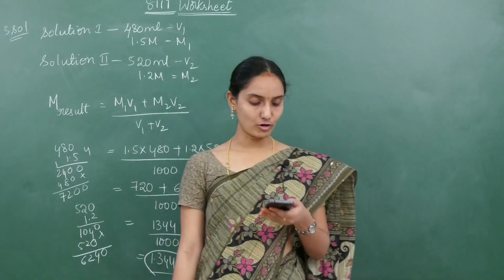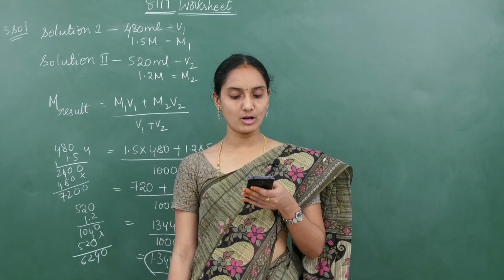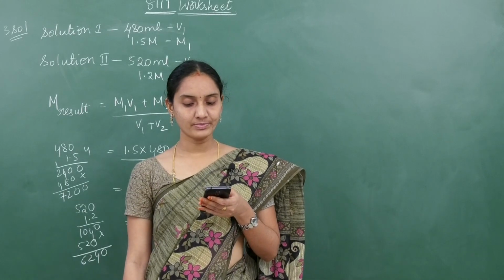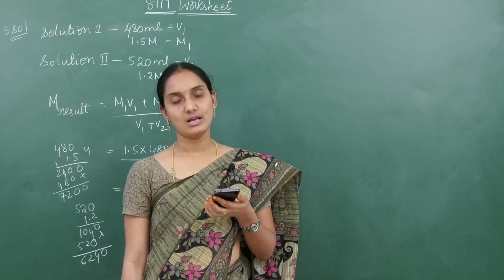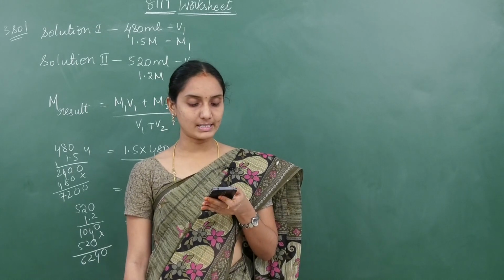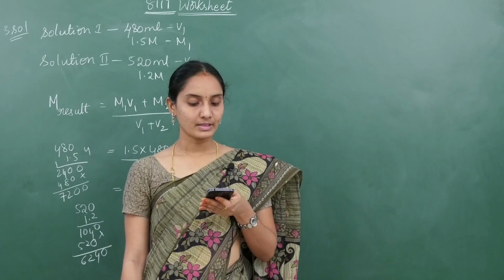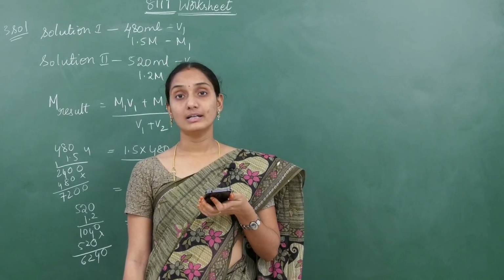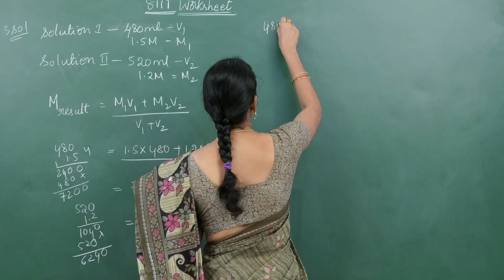Now let us go for the fourth problem, children. Calculate the density in gram per ml of 3.60 molarity sulfuric acid solution, that is 29% H2SO4 by mass. What is given in the question? Percentage by mass was given, that is weight by weight percentage is given, and molarity was given. They asked you to find out the density. So what is the relation between density and molarity?